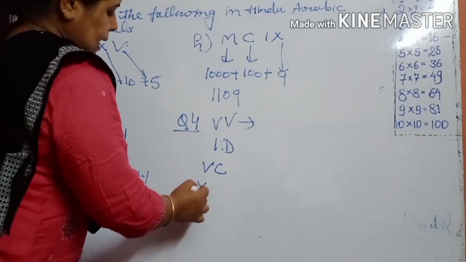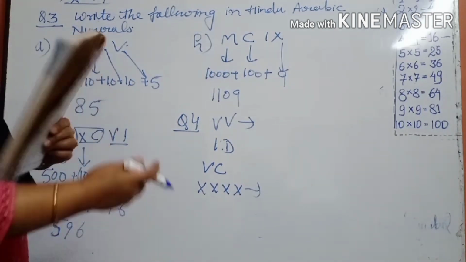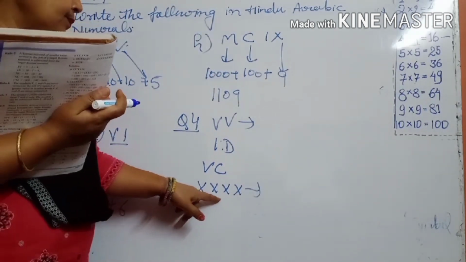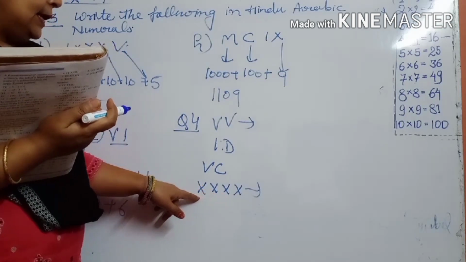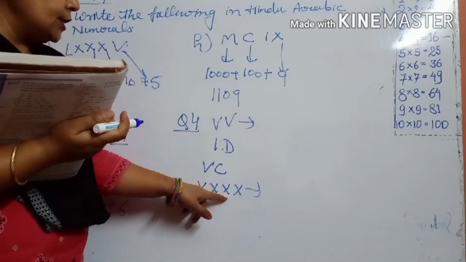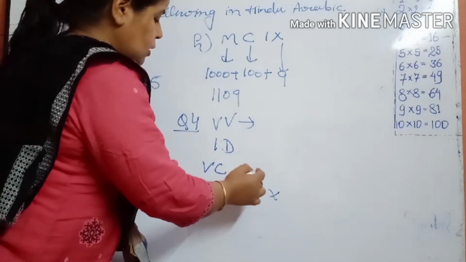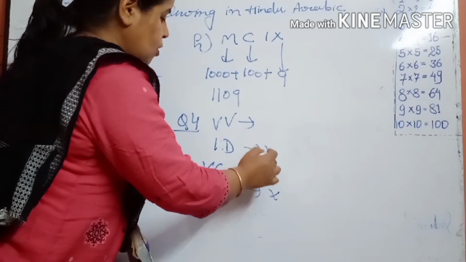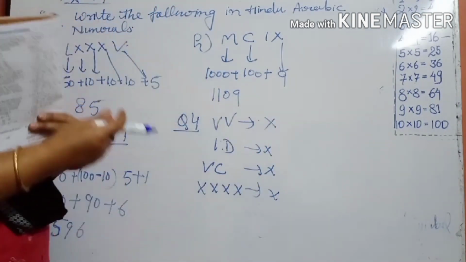Then part D is XXXX. What I taught you is that we can repeat any symbol mostly up to 3 times, not more than that. Here you can see that it is repeated 4 times, so this is also wrong. All these concepts are wrong, so you will write them in your detailed statement. How will you write that?